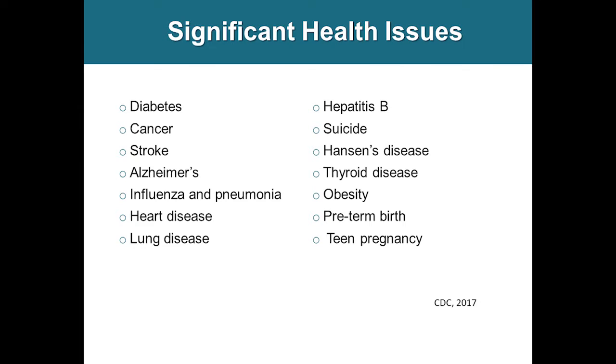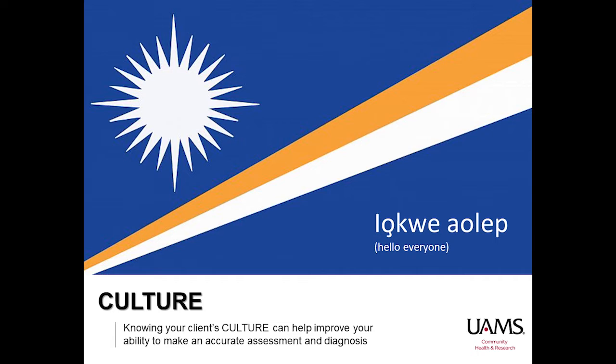According to the Centers for Disease Control and Prevention, in the United States, the leading causes of death for Asian Americans or Pacific Islanders include cancer, heart disease, stroke, unintentional injuries, diabetes, Alzheimer's. This is similar to the leading causes of death in the United States overall, with the exception of unintentional injuries. So we know that the Marshallese have significant health issues. Let's talk about some of the factors that influence health behaviors among the Marshallese, such as family, health beliefs, religion, diet, exercise, and languages.